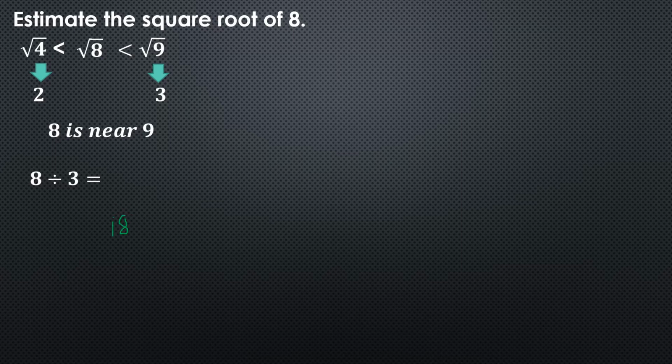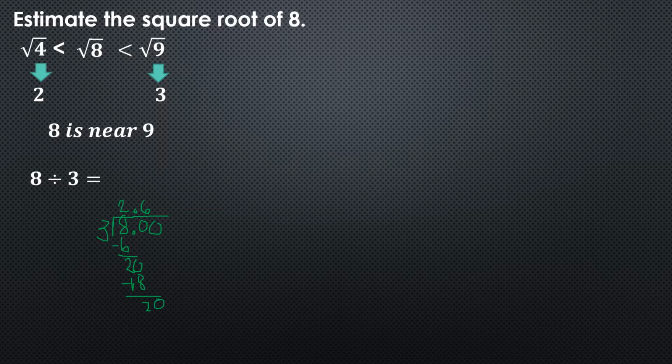8 divided by 3 is 2. 2 times 3 is 6. And then you subtract. 8 minus 6 is 2. You add the decimal point and the 0, and bring it down. 20 divided by 3 is 6. 6 times 3 is 18. And then you subtract. 20 minus 18 is 2. Add another 0 and bring it down.